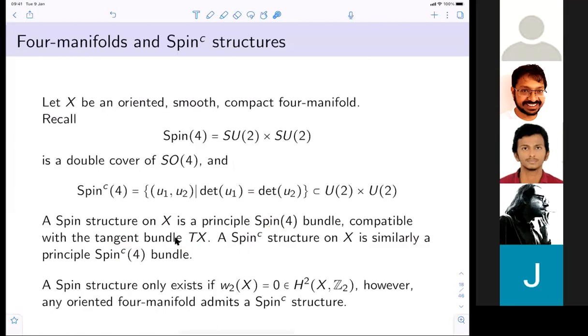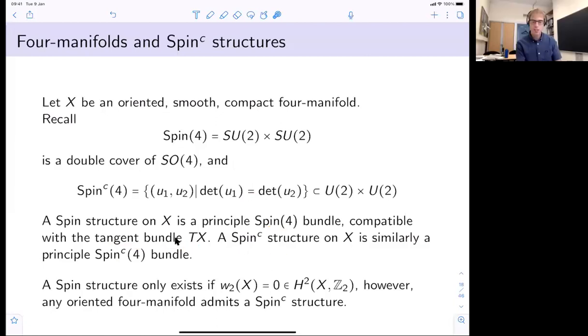And similarly, a spin C structure on X is a principal spin C4 bundle. Now, as I said, the spin structure does not always exist on a four manifold, and the obstruction is what is known in the math literature as the Stiefel-Whitney class. The spin structure only exists if the second Stiefel-Whitney class is zero in H2, the middle cohomology with coefficients Z2. But any oriented four manifold admits a spin C structure. So I realize this is a little bit abstract, but we will connect back to these fluxes associated to the mass M a little bit later.